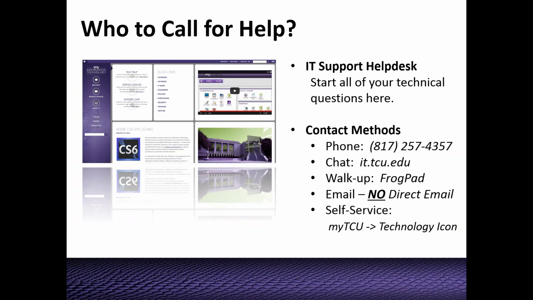One of them being by calling us at 817-257-4357. I will give you a hint that 4357 spells help. So if you forget how to call the help desk, as long as you know the 817-257 prefix that we have at TCU, the last four digits always spell help. You can chat with us or visit our website at it.tcu.edu. There's a ton of information available to you on our website.